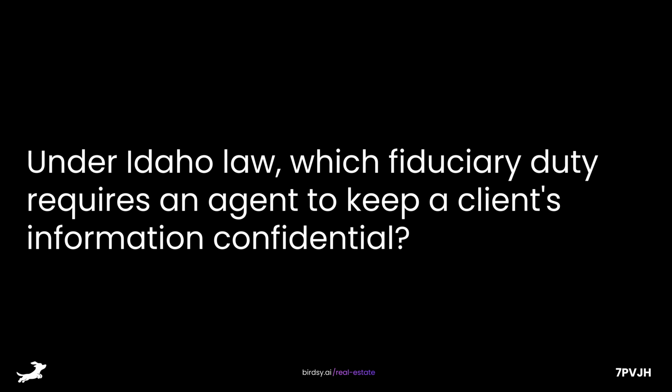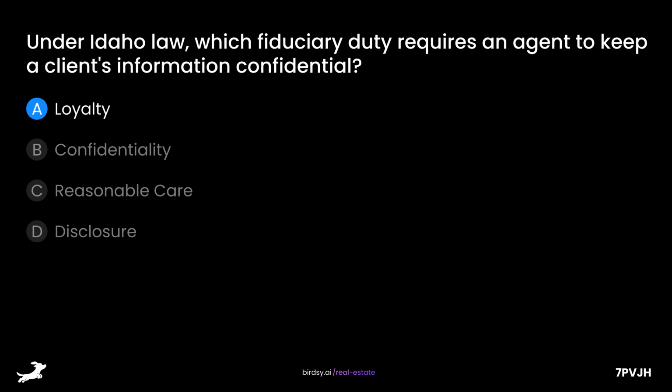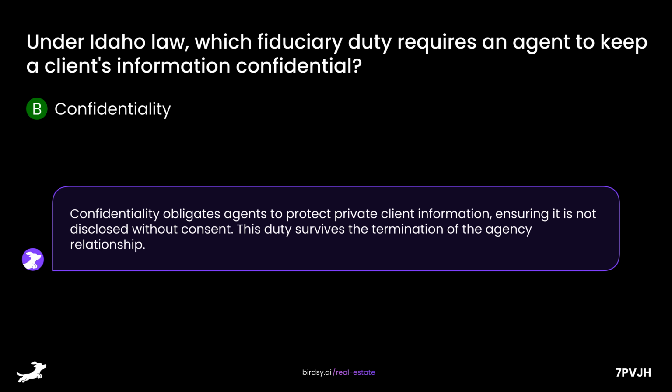Under Idaho law, which fiduciary duty requires an agent to keep a client's information confidential? Is it A. Loyalty, B. Confidentiality, C. Reasonable care, or D. Disclosure? The answer is B. Confidentiality. Confidentiality obligates agents to protect private client information, ensuring it is not disclosed without consent. This duty survives the termination of the agency relationship.